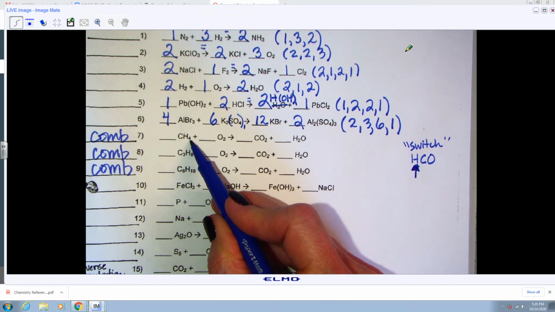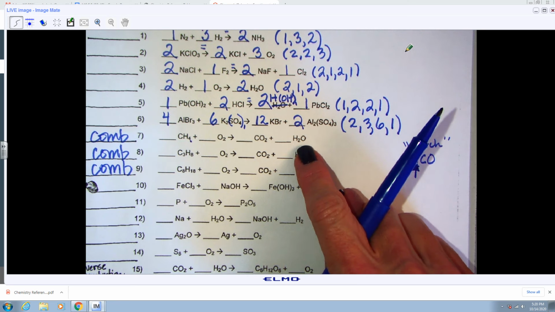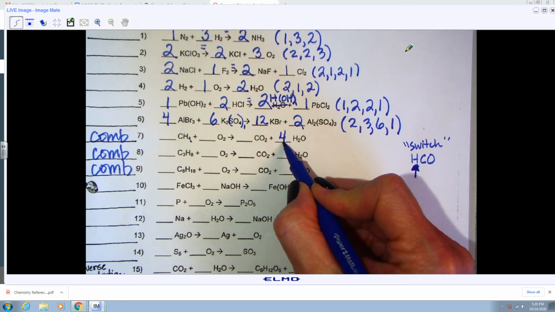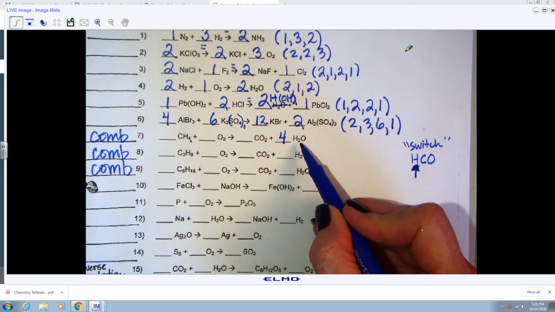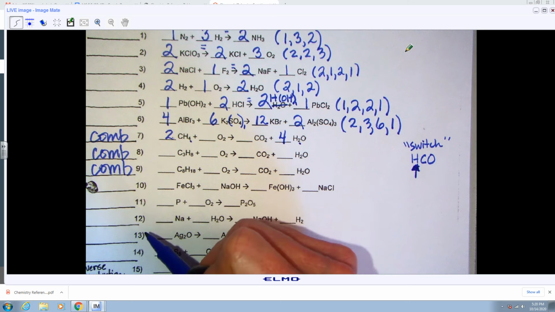Whatever the subscript of the hydrogen is, here's a 4. I'm going to put that number as a coefficient in front of the other compound on the opposite side that contains the hydrogens. So that's going to be the water. So there's a 4 here. So I'm going to put a 4 in front of the water as my coefficient. Notice the hydrogen subscript for water is a 2. So I'm going to put the 2 here as a coefficient in front of the hydrocarbon.